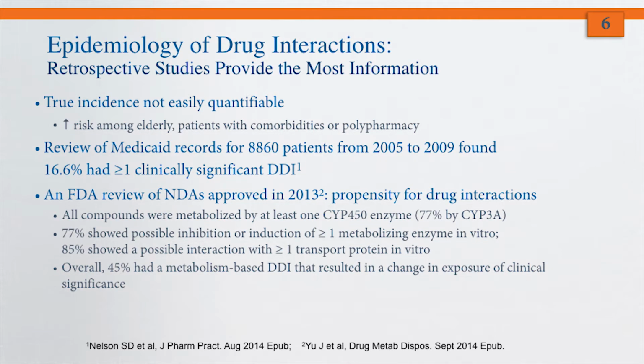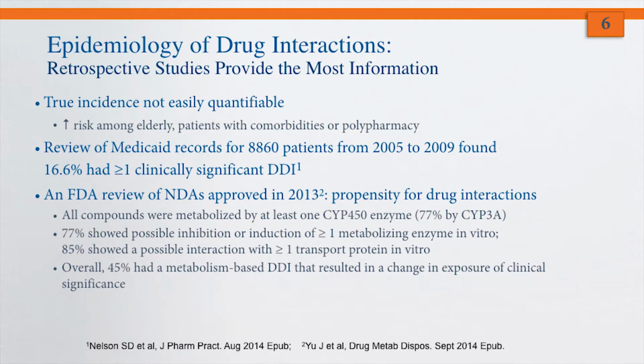The majority of them were metabolized by CYP3A, which we'll talk about, is probably the primary cause of most clinically relevant drug interactions. Also, the majority of them, 77%, showed a propensity to inhibit or induce enzymes in vitro, and 85% were found to cause a potential interaction via transport proteins in vitro. So overall, this suggests that although we are better at screening compounds early on, there's still a propensity for clinically relevant drug interactions, even in modern drug development.